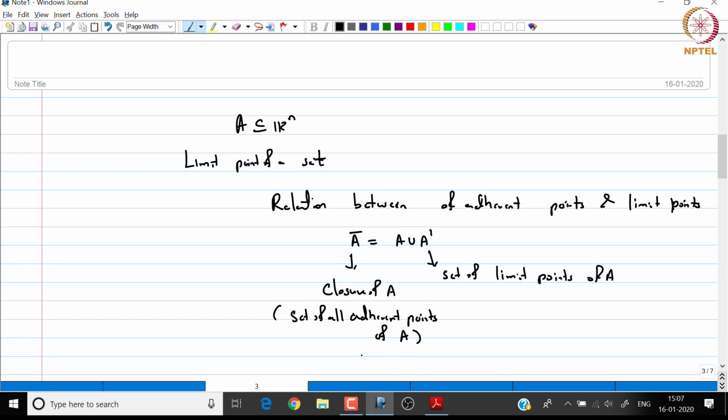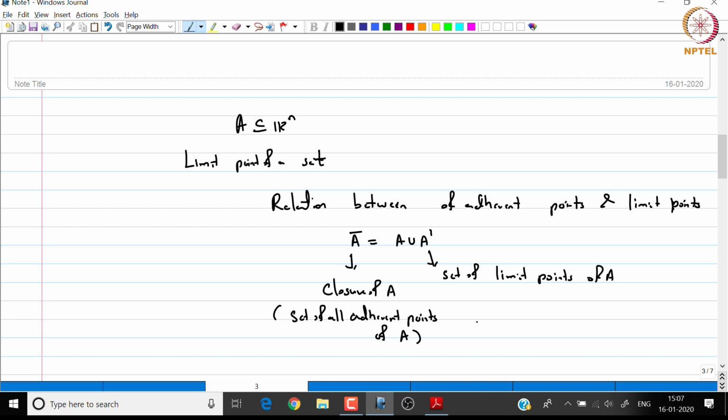So, basically in A prime, that is the set of limit points, an element x is said to belong to the set of limit points if x adheres to A minus the point x itself.